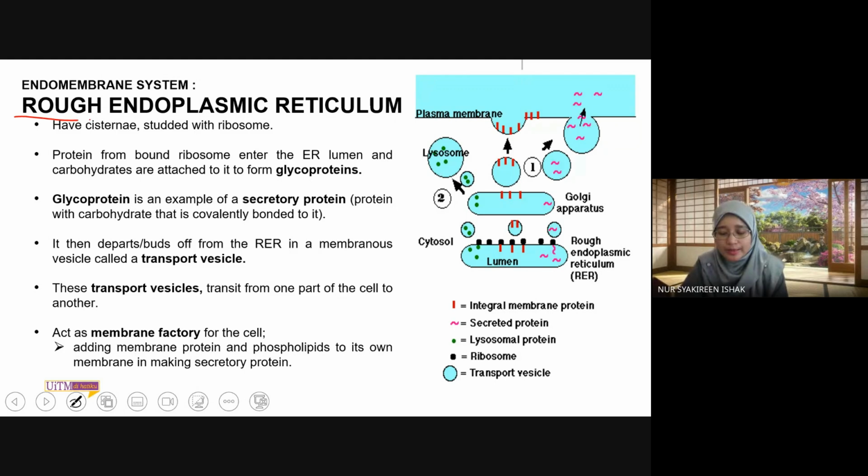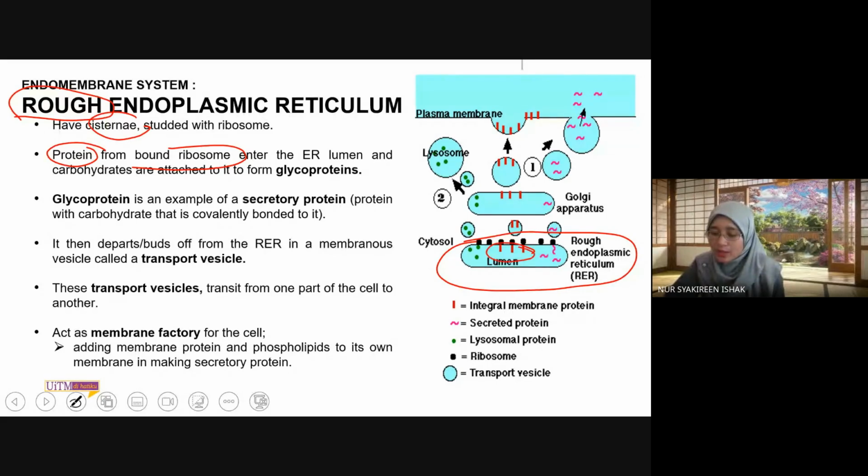Now we are going to look at the rough endoplasmic reticulum. The membrane of the rough ER is a flattened sac, also known as cisternae. Protein comes from bound ribosomes. This is the rough ER, and it has ribosomes embedded in its membrane, facing the cytoplasm. The function of the ribosome is to synthesize protein into the lumen of the rough ER.